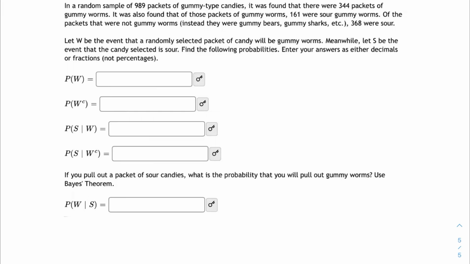Find the following probabilities. Okay, let's go ahead. The first one, the probability of being gummy worms. Well, that was given to us directly. Actually, the proportion was given to us. We were told that the proportion of gummy worms was 344 out of the total 989, and that results in 0.34783 as the decimal.